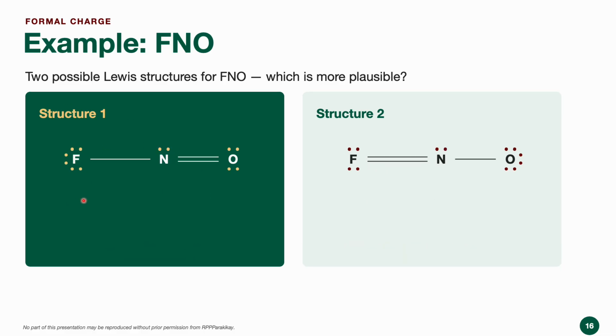Another case is for FNO. Structure 1 has a single bond between fluorine and nitrogen and a double bond between nitrogen and oxygen. So let's assign formal charge for each atom. Fluorine will have, starting from 7 valence electrons, 7, 6, 5, 4, 3, 2, 1, 0. So 0 formal charge. Nitrogen, starting from 5 valence electrons, 5, 4, 3, 2, 1, 0. So also 0. And for oxygen, starting from 6 valence electrons, 6, 5, 4, 3, 2, 1, 0. So every atom's formal charge comes out as 0.